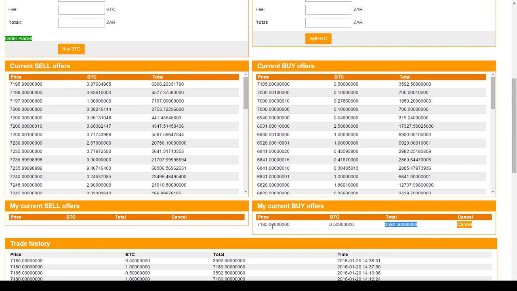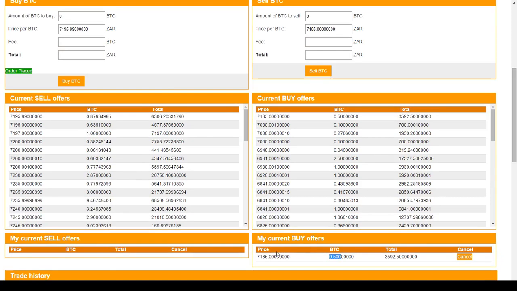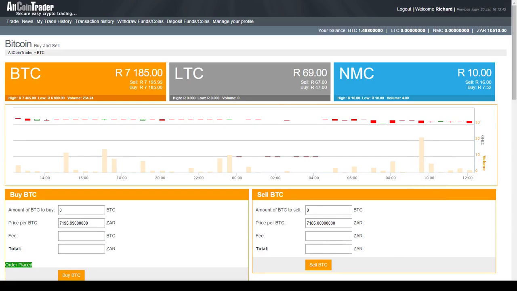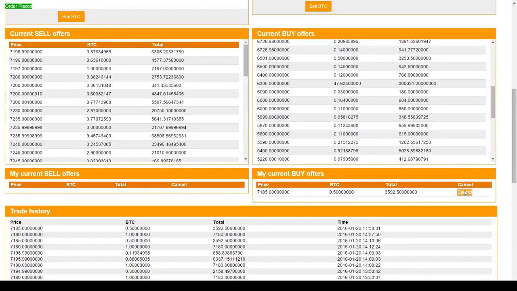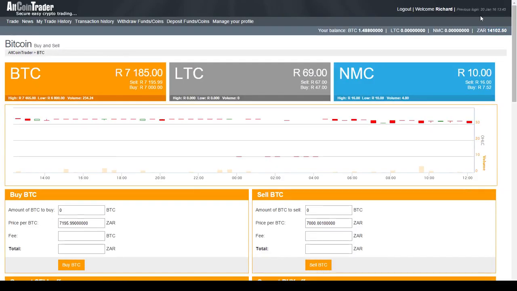In other words, I'm waiting to buy the other half of a Bitcoin. So if someone decides to sell me a Bitcoin at that price, I will get the other half. If no one decides to sell at that price, this order will wait here indefinitely. If I'd like to cancel the order, and remember, cancelling an order is totally free of charge, that money will go back to my Rand balance. You can see I've got 10,000 Rand in my current Rand balance. By cancelling this order, that money is sent back to my balance and it's restored back to the 14,000.